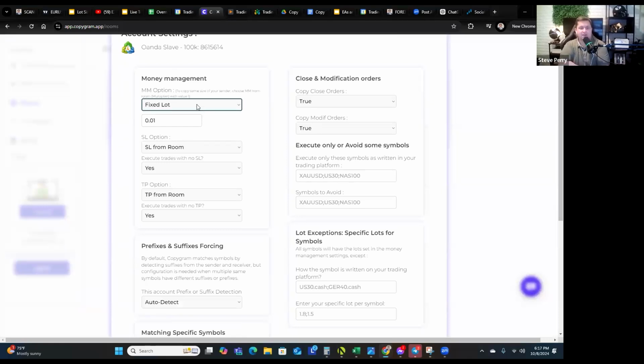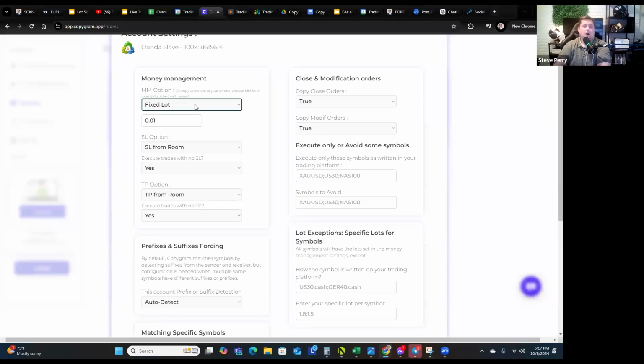And this is basically how big of a trade you want the account to take, because obviously the sender is going to copy trades into the receiver account, which is what we are editing right now. We're editing the settings of the receiver account.